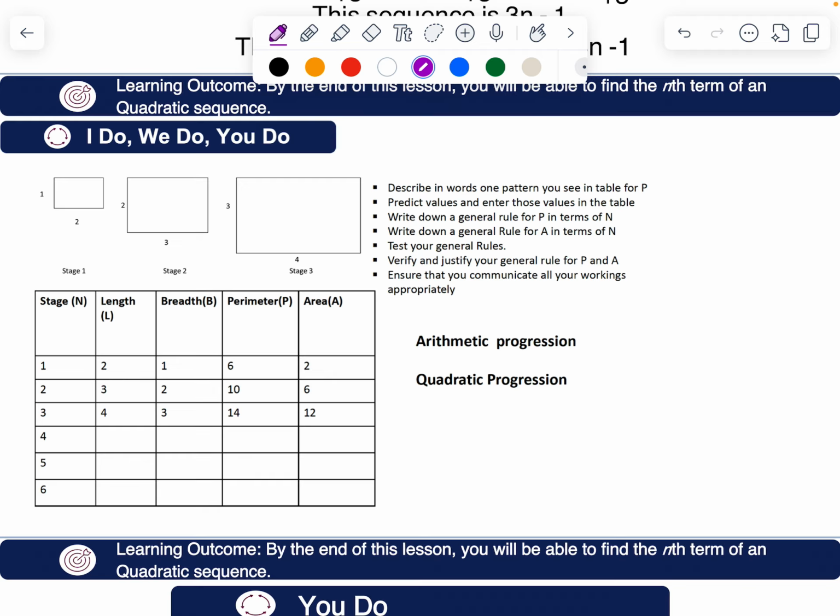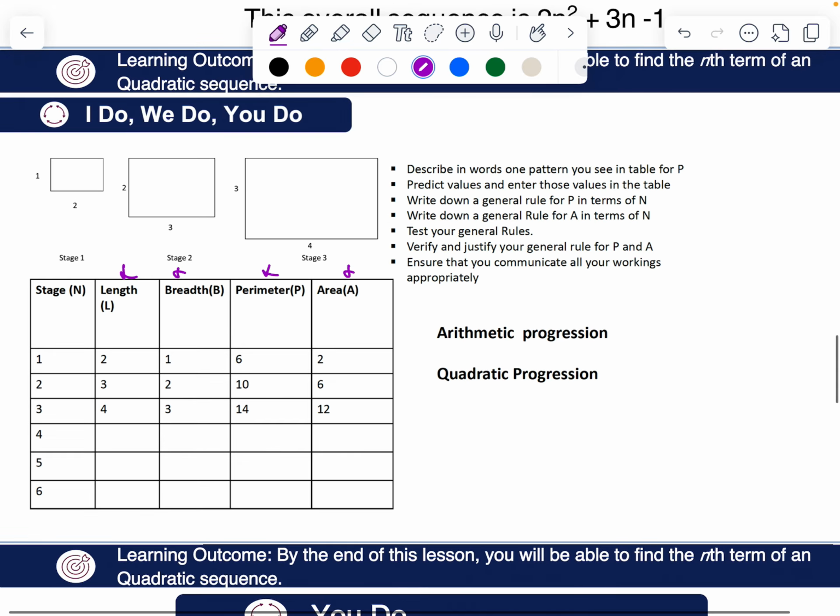Okay, so if we go and look at the question, it wants me to describe in words the pattern for P. So if you look at the top, it's talking about rectangles, stage 1, stage 2, stage 3. We've got the length, the breadth, the perimeter, the area. Okay, so the first one says, what is happening with the perimeter? So hopefully you look and you can say that it increases by 4 each time. Okay, increases by 4 each time. So that means it's an arithmetic sequence. Okay, you can also write it's an arithmetic sequence.